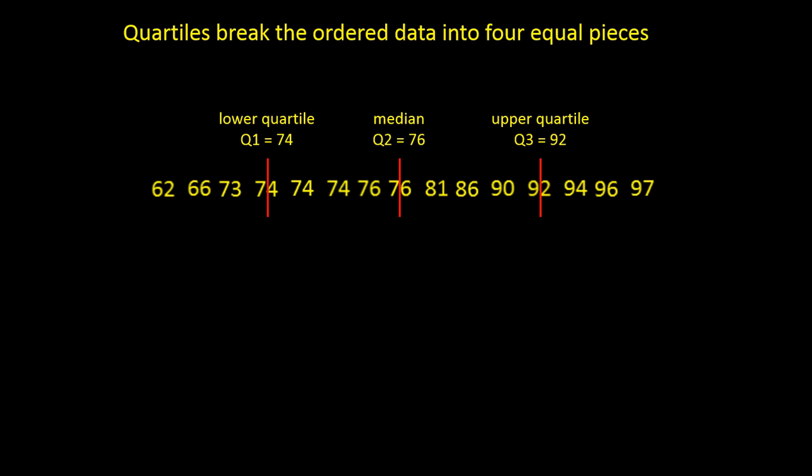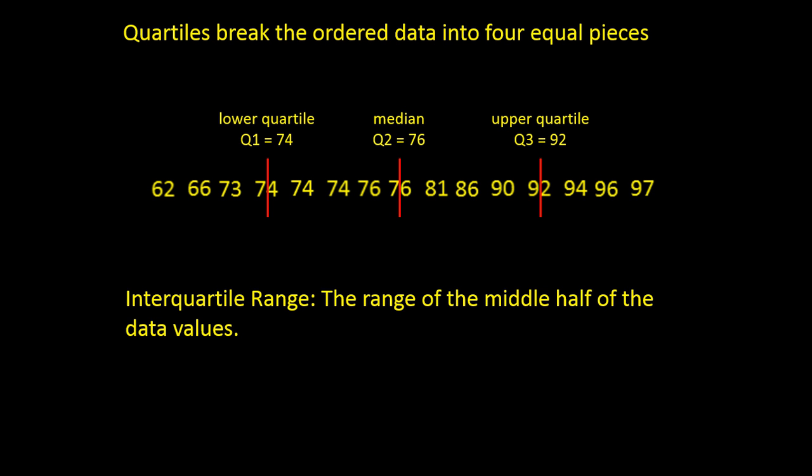The middle data value is called the median. The data value that breaks up the lower half of the data into halves is called the lower quartile, and the data value that breaks the upper half of the data into halves is called the upper quartile.